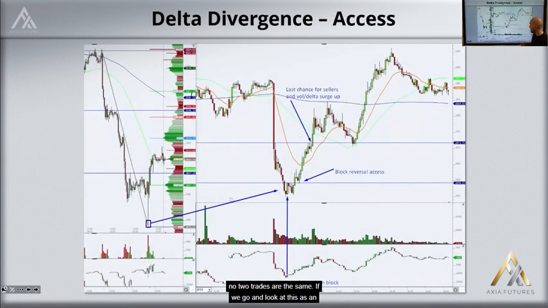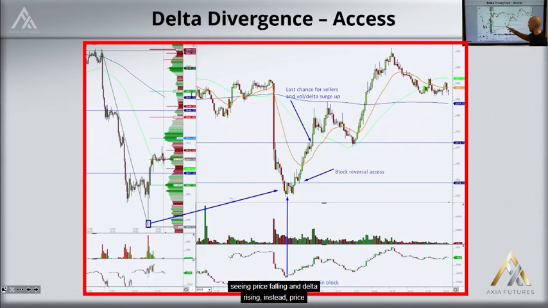If we look at this as an alternative, this is using a block reversal. So rather than this downward sloping wedge, which has been my favorite method to get into the trade, ultimately it's about using the tools at your disposal. This setup, the block reversal, is absolutely the same principle. And you actually get a slightly different scenario here, where rather than price falling and delta rising, instead price stabilizes and delta rises. So it's a slightly different situation.